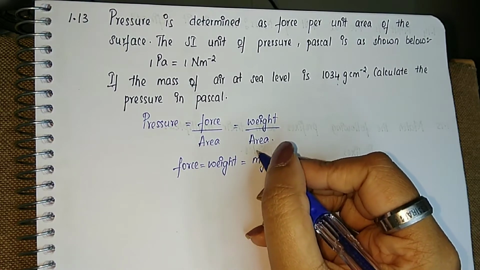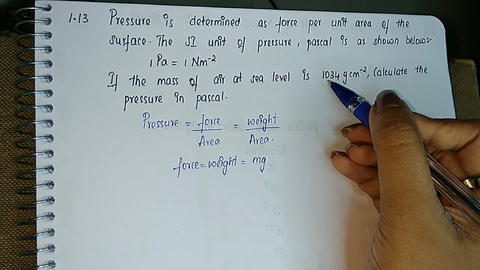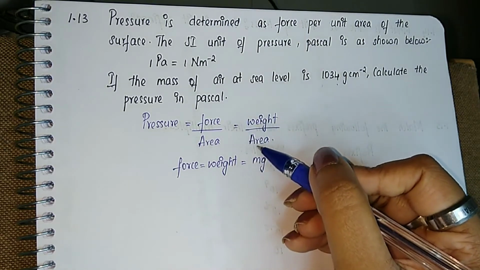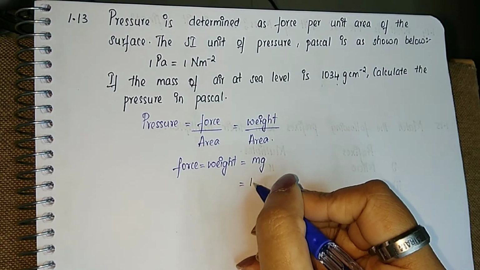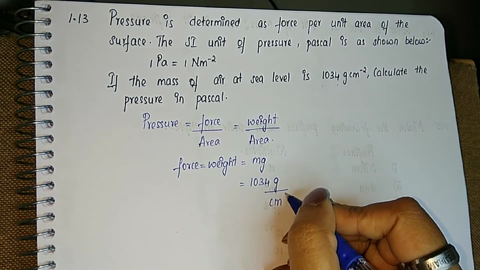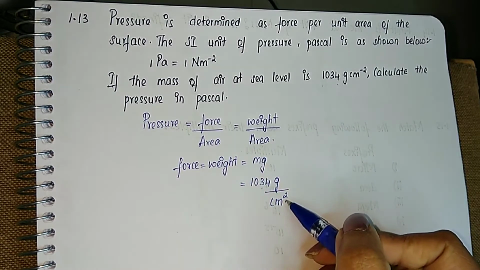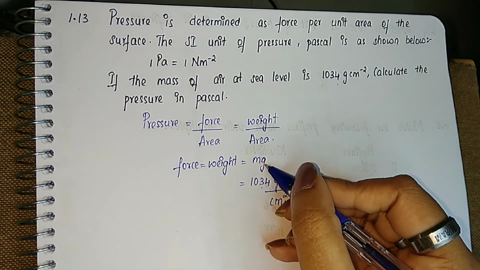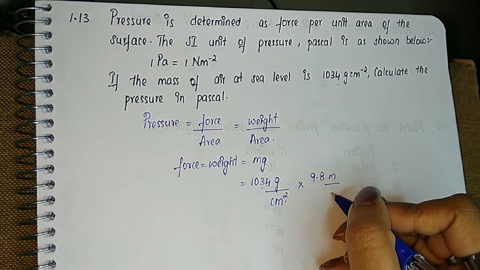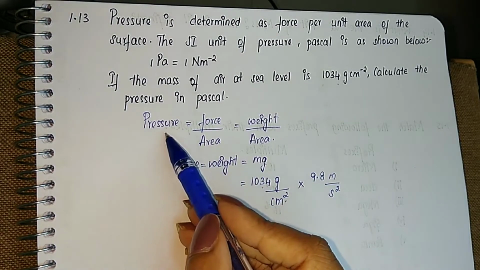Okay, so now when we try to solve this in terms of the values given to us, weight here is given as 1034 and gravity is a constant value, 9.8 meter per second square. So when we write it in this formula, it will be equal to 1034, which I am just writing as gram by centimeter square. So here, weight is in terms of gram, area in centimeter square, into gravity, 9.8 meter by second square. So this is going to be the formula for force.